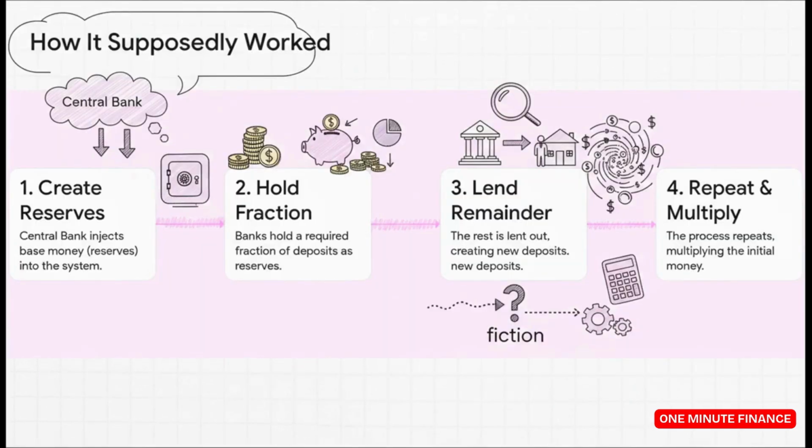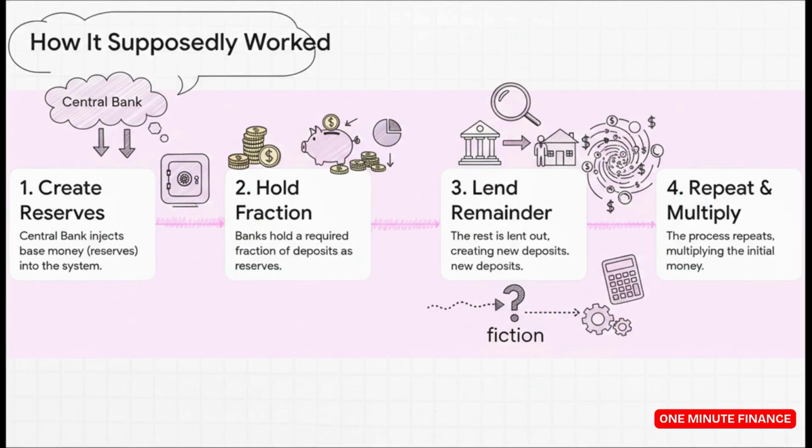Here's how it was all supposed to play out, step by step. The central bank injects funds. Banks are required to keep a little bit of that on hand. That's the reserve requirement. But then they lend out the rest. That loan becomes a new deposit in another bank, which then lends out most of that, and so on and so on. The theory was that a small initial action would have this massive and, more importantly, predictable effect.